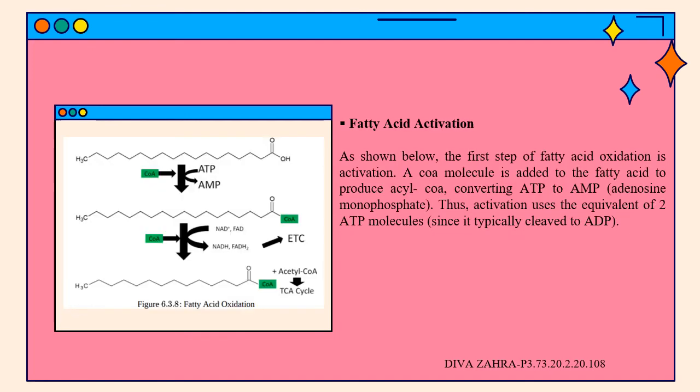And then is fatty acid activation. As shown below, the first step of fatty acid oxidation is activation. A CoA molecule is added to the fatty acid to produce acyl-CoA, converting ATP to AMP, or adenosine monophosphate. Thus, activation uses the equivalent of two ATP molecules since it typically cleaves ATP to ADP.